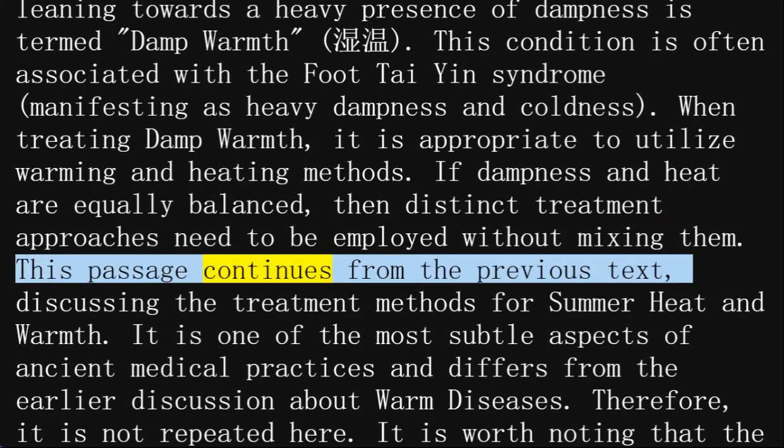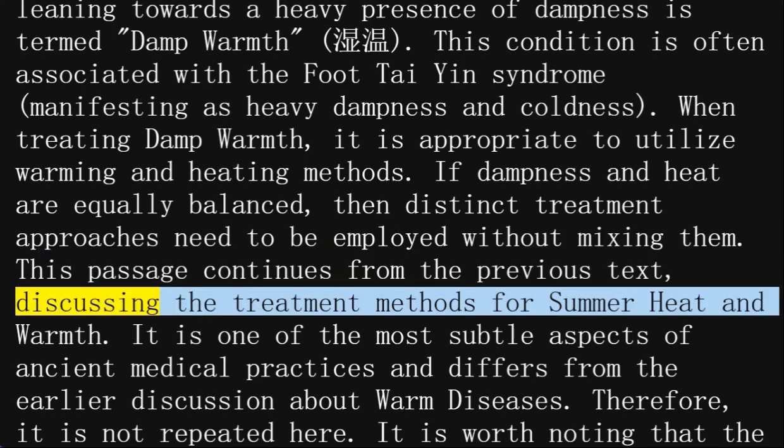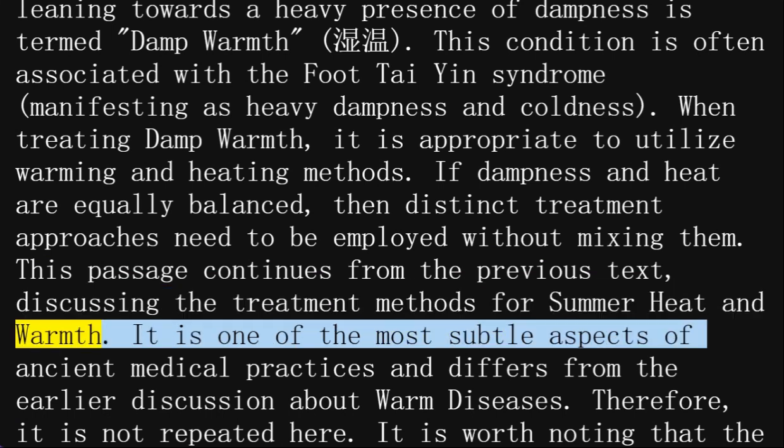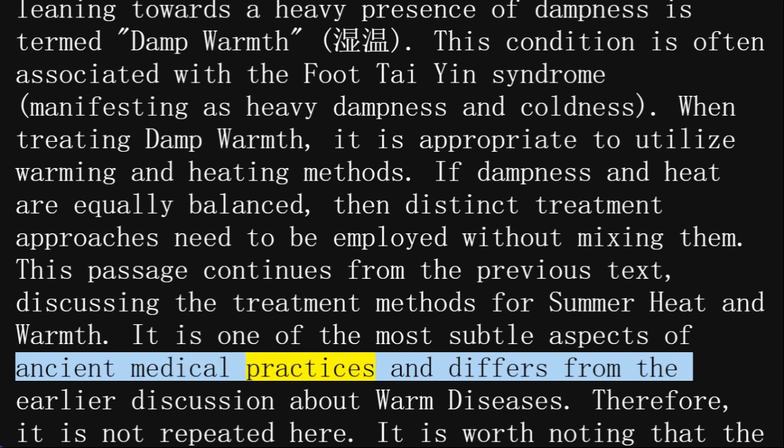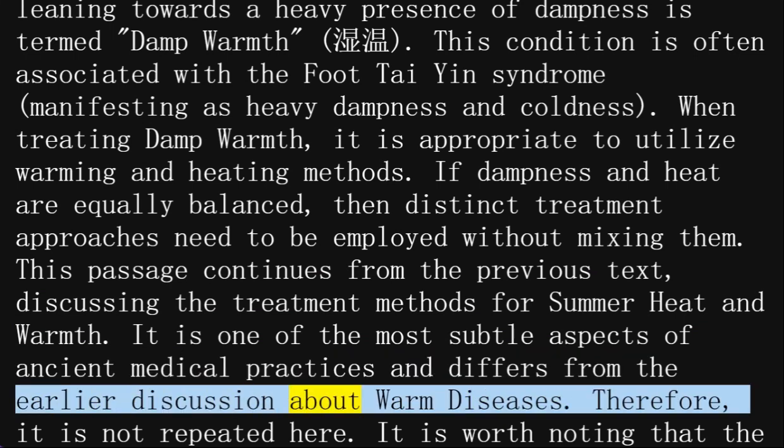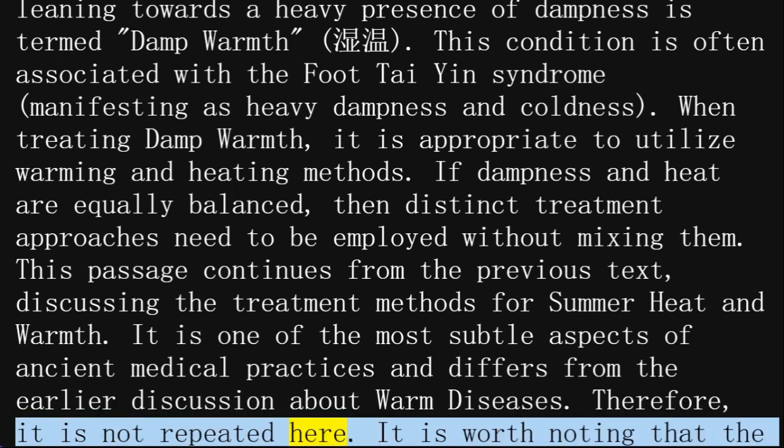This passage continues from the previous text, discussing the treatment methods for summer heat and warmth. It is one of the most subtle aspects of ancient medical practices and differs from the earlier discussion about warm diseases. Therefore, it is not repeated here.